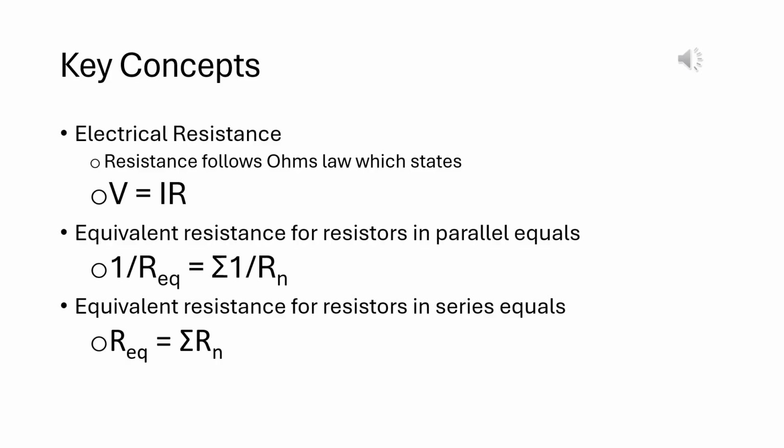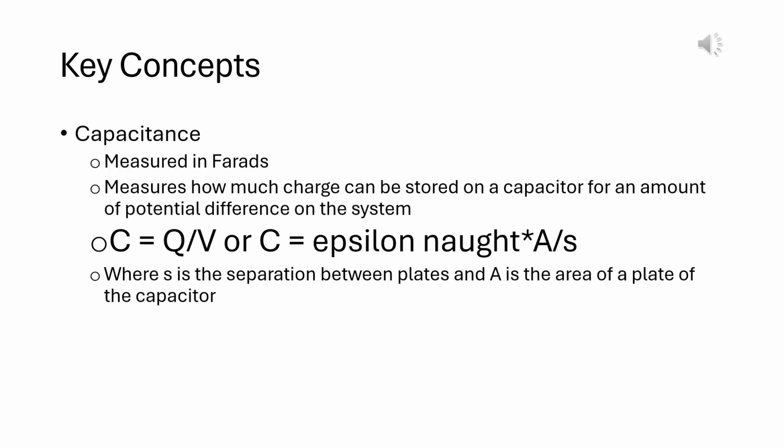Some more key concepts are electrical resistance, which is V equals IR, and also equivalent resistance for resistors in parallel, and also equivalent resistance for resistors in series. The final key concept is capacitance, which is measured in farads and is equal to Q over V, or it's equal to epsilon naught times the area of one of the plates divided by the distance between the two plates.